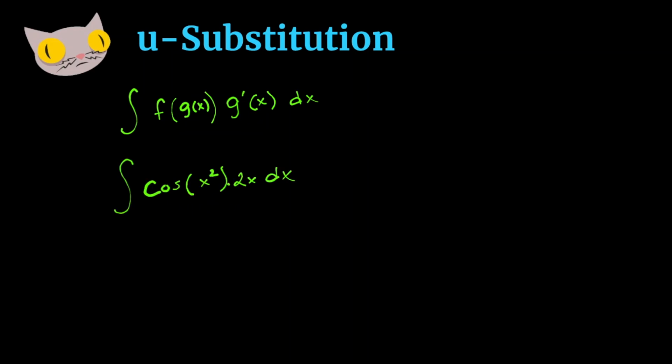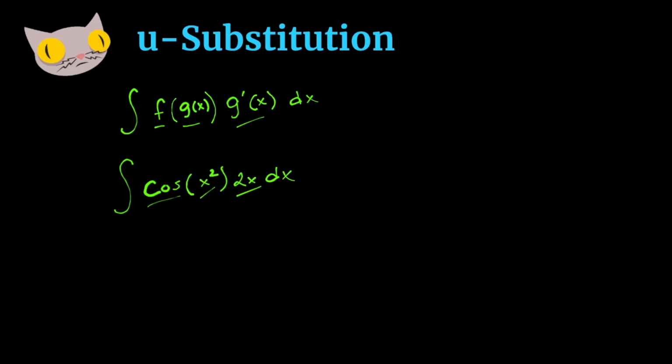Integration by substitution, also known as u-substitution, is a special method for certain integral setups. We need our integral in this form, where we have a g of x function inside of an f function, and then we have the derivative of that g function. Here's more of a clearer example. So we have our f function, that's our cosine function. We have our g function, that's x squared, and then the derivative of that g function, 2x.